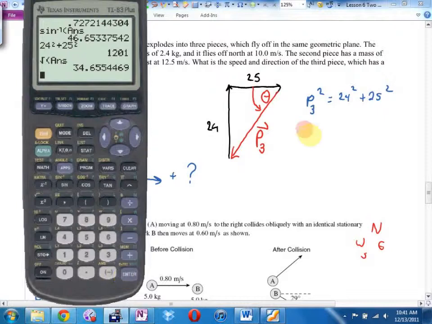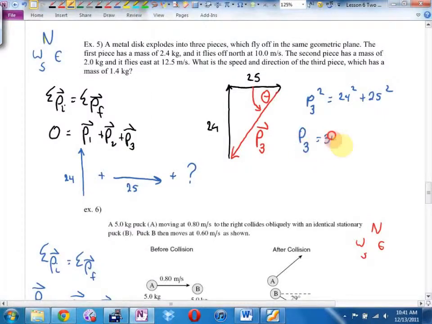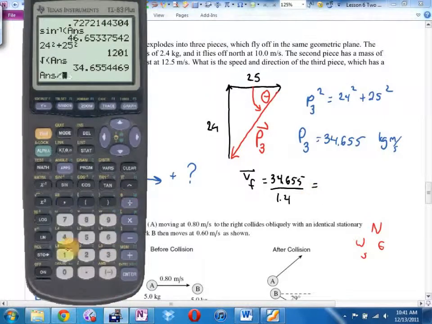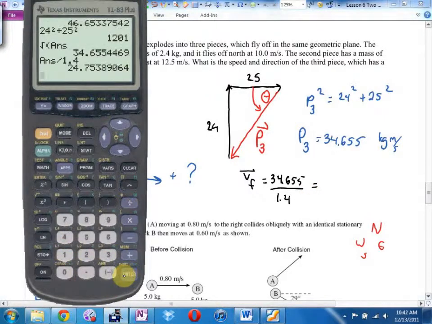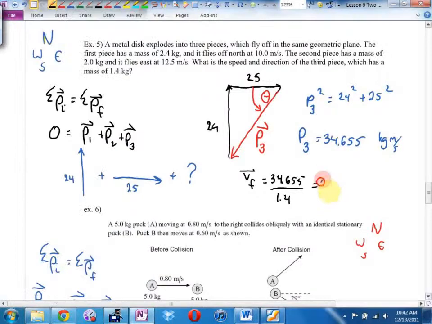Okay. Oh, how can I find the velocity of object 3? Because this is the momentum of object 3. If I know the momentum, how can I find the velocity? Divide by the mass. Very good. Mass 3, 1.4. Yes, I would accept 25, right? 2 sig figs.